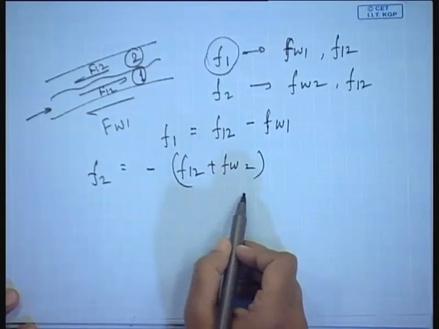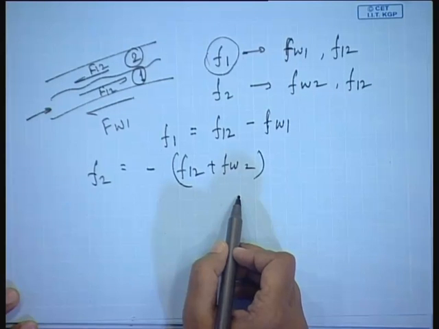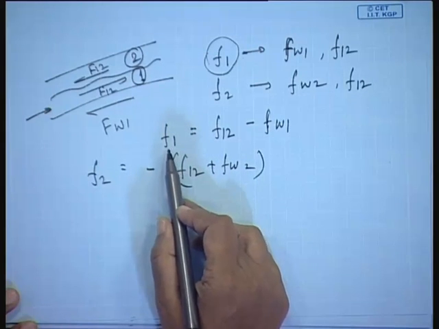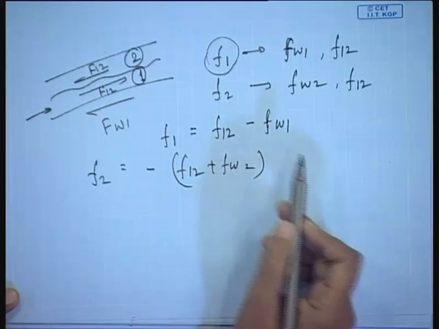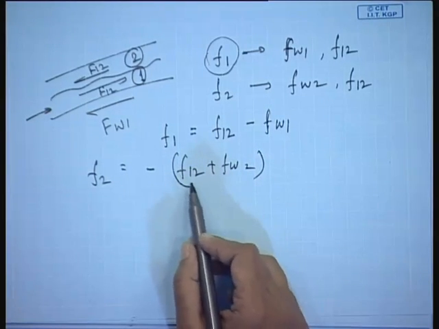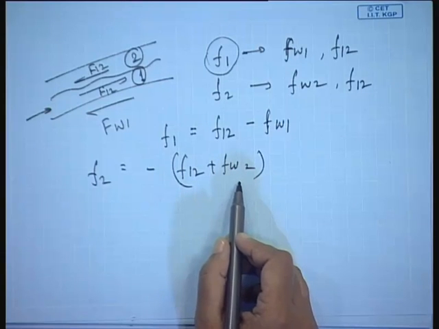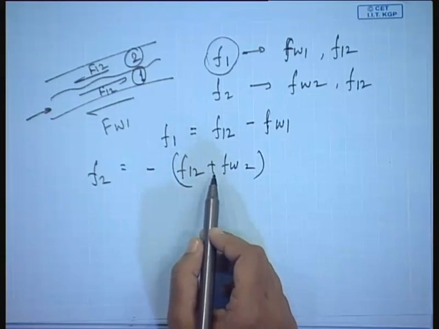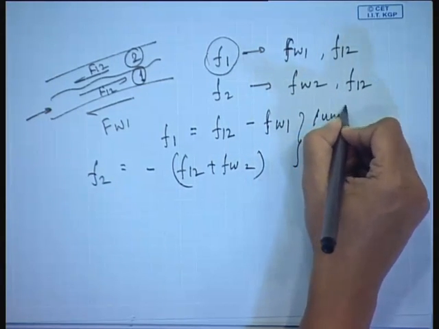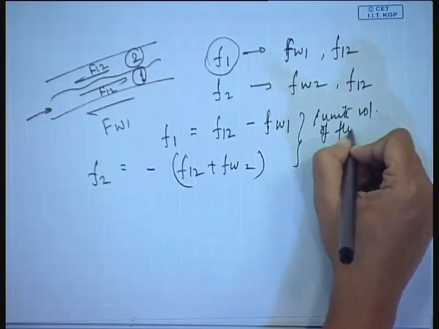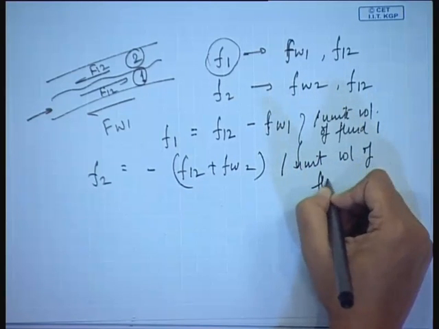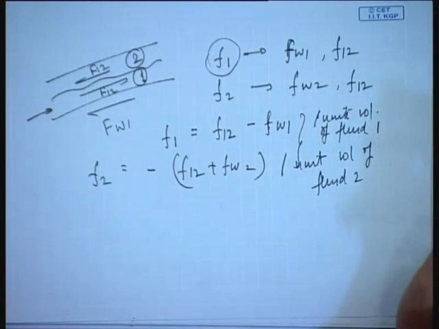Okay. So, this part if you see, therefore, we find that F1 becomes F12 minus Fw1 and F2 becomes minus of F12 plus Fw2. Fine. And if we have to consider it per unit volume, this is per unit volume of fluid 1, this is per unit volume of fluid 2. These things we had already discussed, I believe, in the last class.